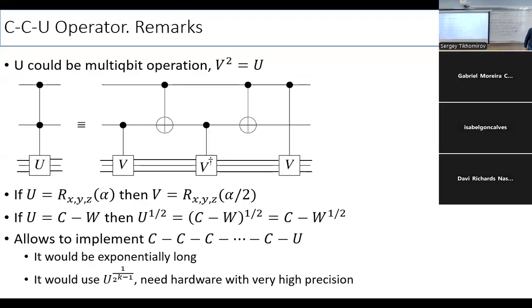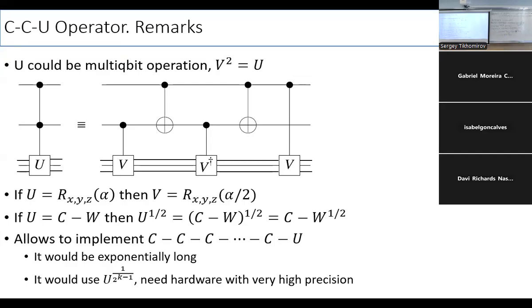Some remarks. First of all, we never used that U acts on 1 qubit. It can be acting on multiple qubits as well. So U is not necessarily a 1 qubit operation. It could be a multiple qubit operation.